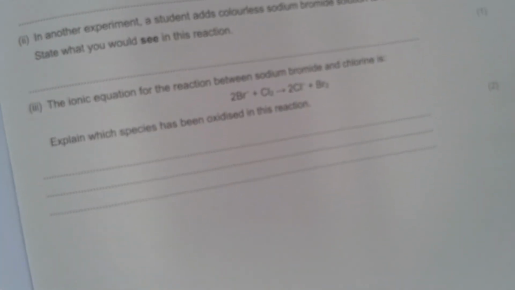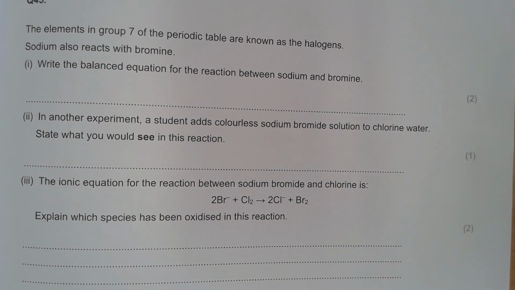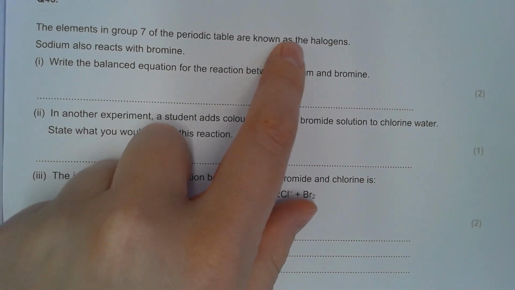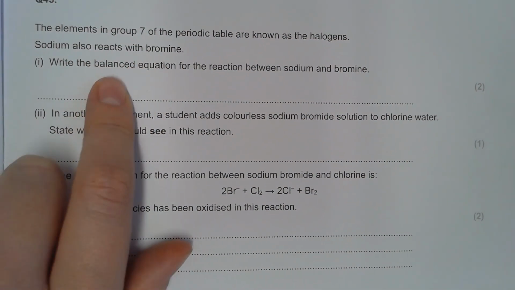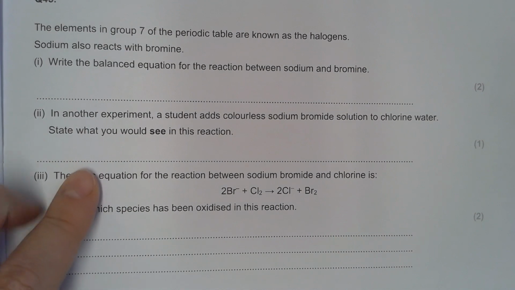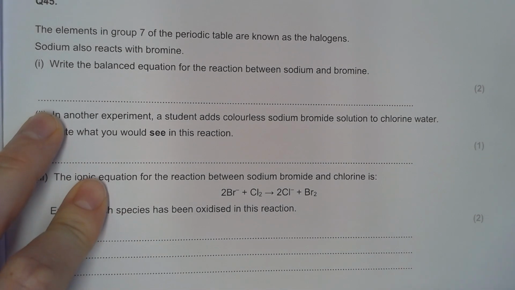There is one more. Okay, so these questions, I know they're a bit tricky, but they do come up a lot, and they're worth a lot of marks. So the elements in group 7 are known as the halogens. Sodium reacts with bromine. Write a balanced equation for the reaction between sodium and bromine. Okay, so this one's a little bit more straightforward. I've got sodium with bromine.